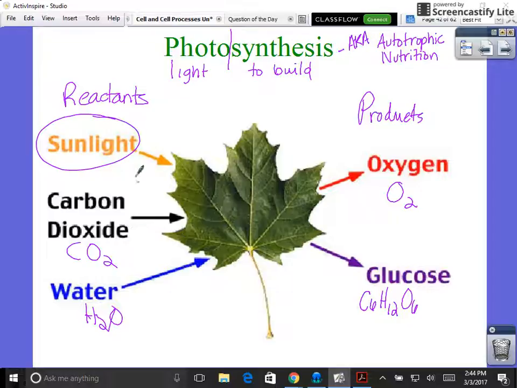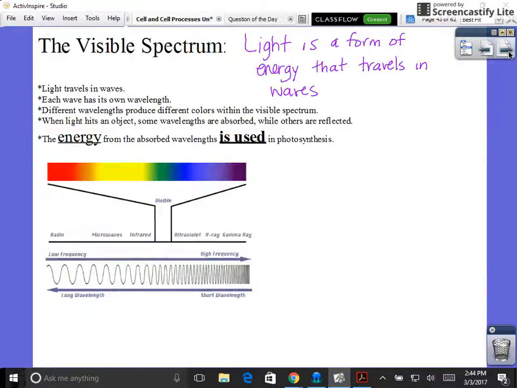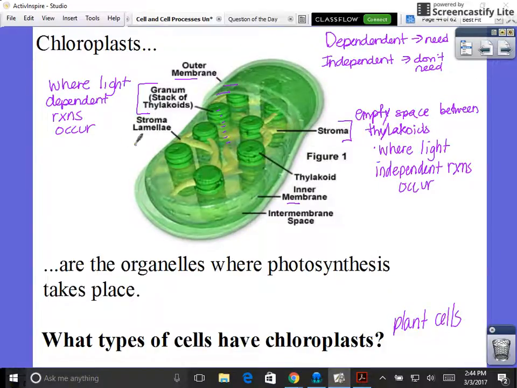So this atomic shuffling, these different atoms just get reshuffled and organized into oxygen and glucose. Just a review: light is a form of energy that travels in waves, and when that light hits an object, the energy from those wavelengths is used, and that's what excites different electrons and helps photosynthesis get started. So if we take a look at where this happens, this is taking place in the chloroplast.